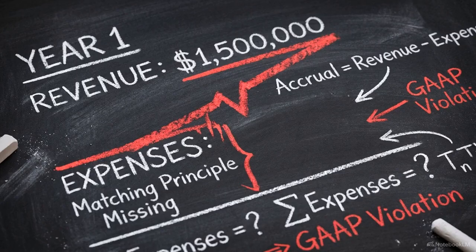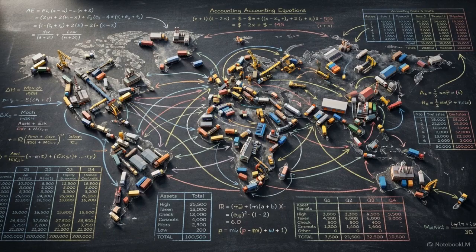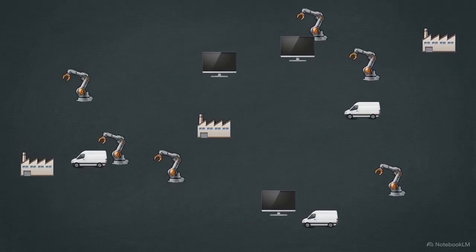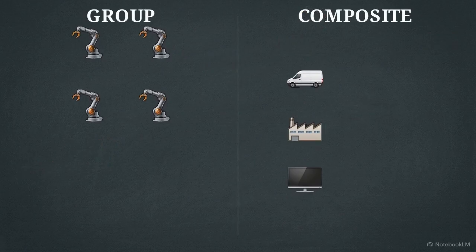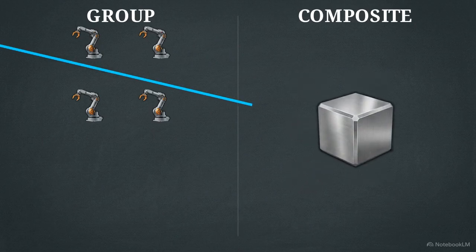At the enterprise level, tracking the life cycle of a single robot is straightforward, but major corporations manage tens of thousands of depreciating assets simultaneously. To process this volume, entities rely on group and composite depreciation methods. These algorithms apply straight-line math to massive collections of assets, treating groups of dissimilar equipment with varying lifespans as if they were a single unified asset.